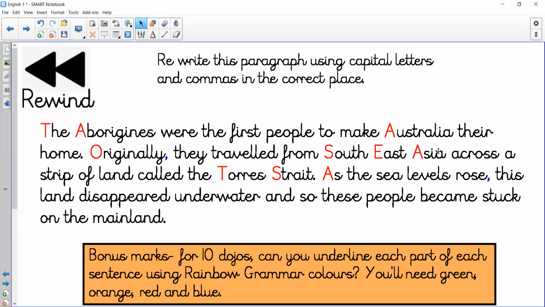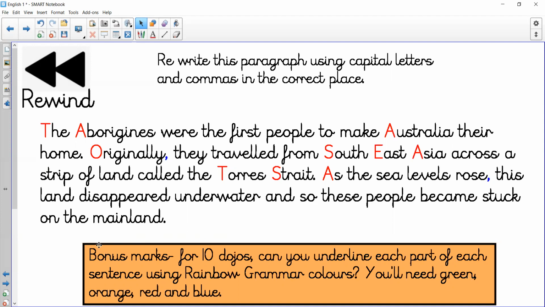That's the whole name of something there, so each word has to have a capital letter. Across a strip of land called the Torres Strait, as the sea levels rose. So then we've got a subordinating clause here, a capital letter at the start of our sentence, and a comma at the end of that subordinating clause. This land, that's the whole subject of the sentence, disappeared underwater, and so these people became stuck on the mainland.